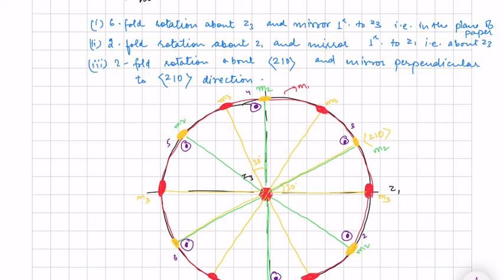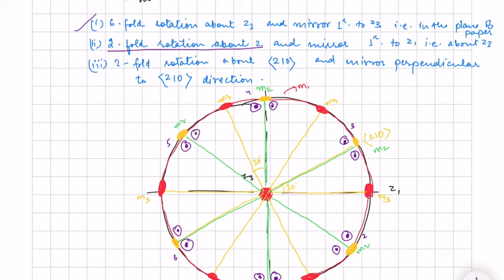Now it is the chance of 2-fold rotation about Z1. So all these points are rotated about Z1. So hollow circles become solid and solid becomes hollow. So for 1, we get here. For 4, 2 and 3 we have done. 4 becomes here, 5 comes here and 6 comes here.